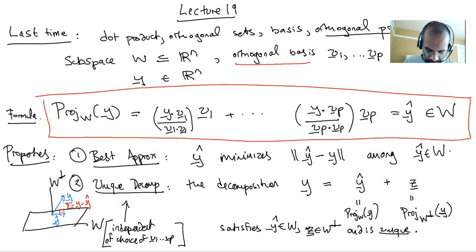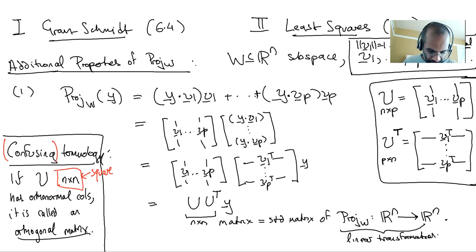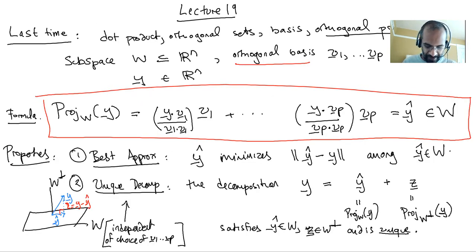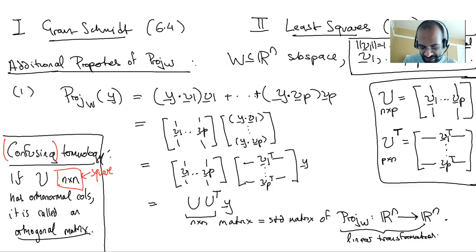So that's the reason why, even though the formula depends on the basis, the projection itself, the linear transformation, doesn't depend on the choice of basis. Even though it looks like it does, right? You could have many different U, but what we're saying is that UU transpose will always end up being the same thing for all of those orthonormal U. So any questions about that?